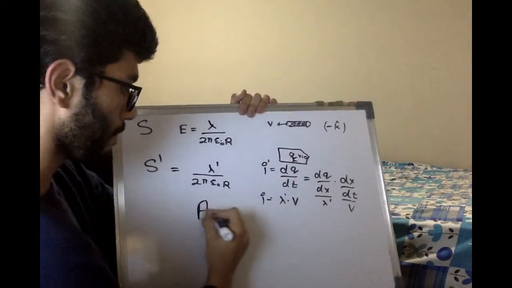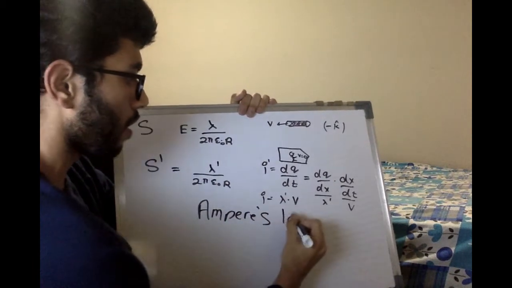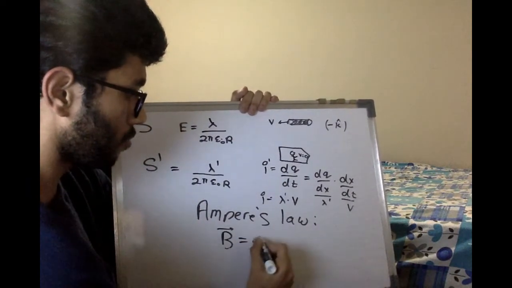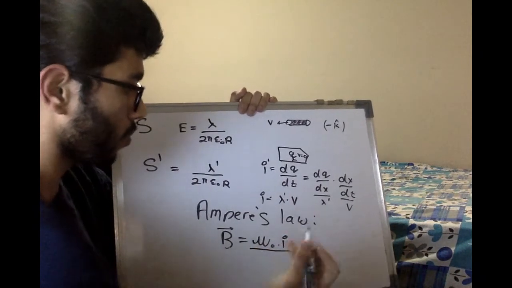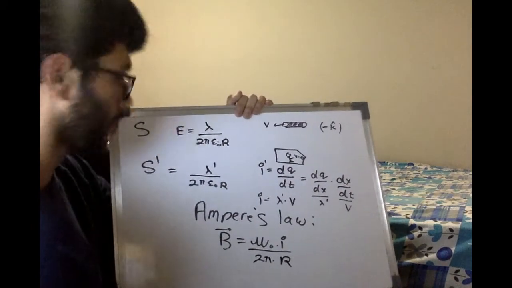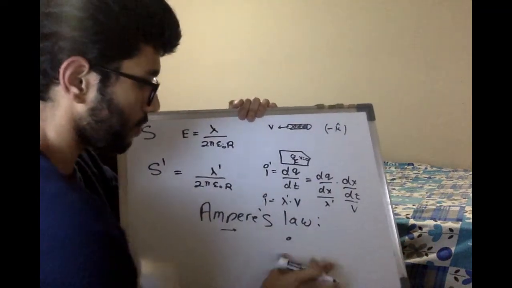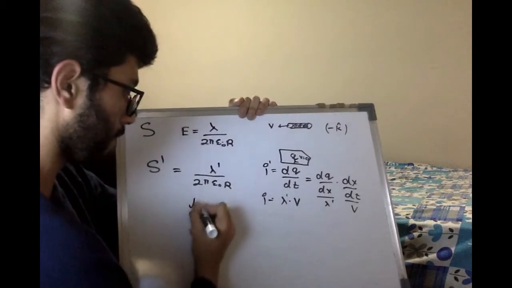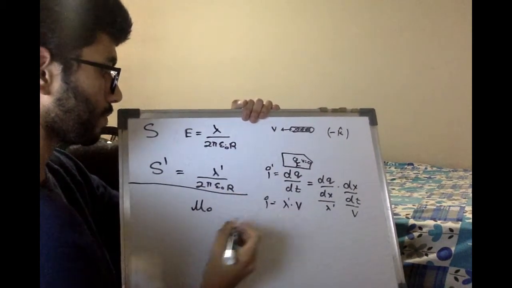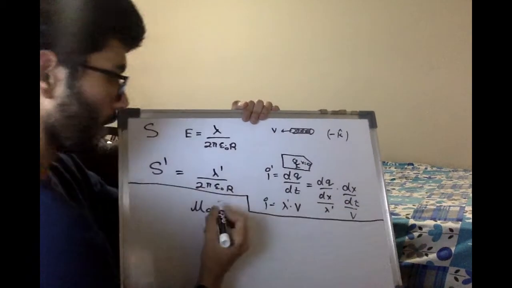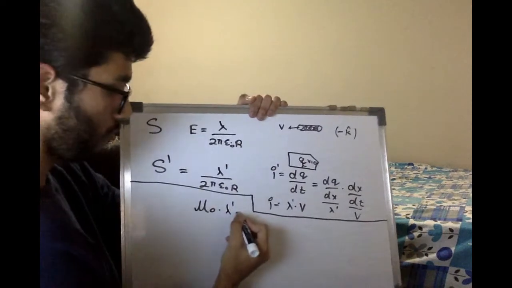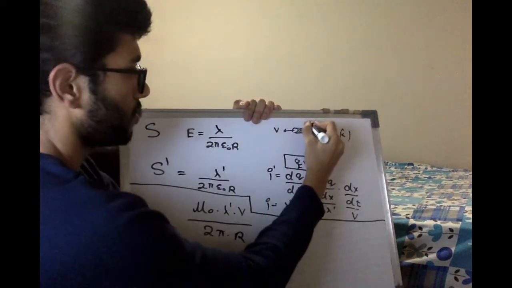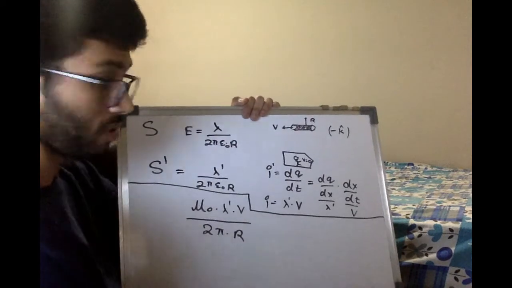So now I can apply Ampere's law here, which basically says that the magnetic field will be equal to mu naught times the current over 2 pi times the distance. Well, let me write down what it actually says. So mu naught times the current, lambda prime times v, over 2 pi times r. The r, which is the distance from the rod, will be the same for both frames of reference.